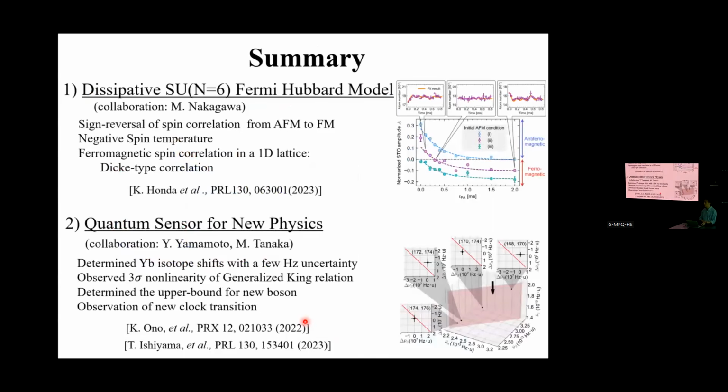This is a summary of my talk. In the first part, we reported the study of the dissipative SU(6) Fermi-Hubbard model, and we observed the sign reversal of the spin correlation from antiferromagnetic to ferromagnetic by the dissipation. In the second part of my talk, I reported the high precision isotope shift measurement, and also the observation of the new clock transition.